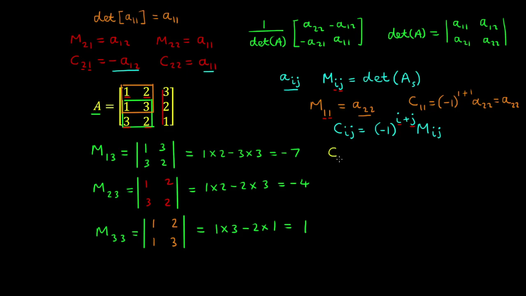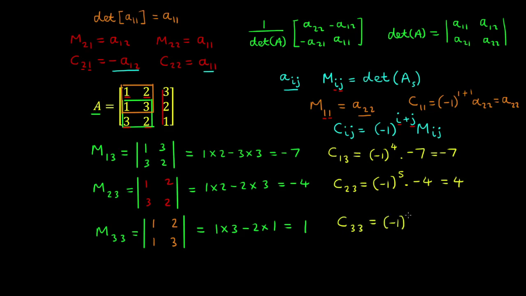So the cofactor of the entry in row 1 column 3 is minus 1 to the 1 plus 3, which is 4, multiplied by the minor, which remains as minus 7. And similarly, the cofactor of the entry in row 2 column 3 is minus 1 to the 2 plus 3, multiplied by negative 4, which makes this positive. And the cofactor of the entry in row 3 column 3 is minus 1 to the 3 plus 3, multiplied by 1, which is 1.